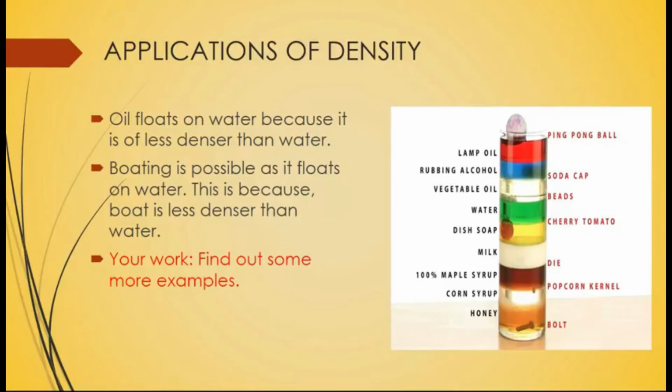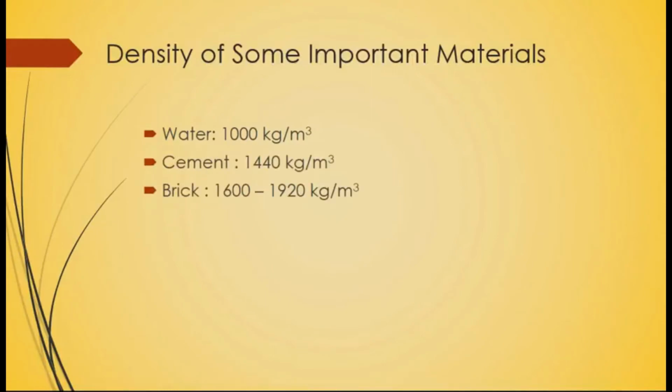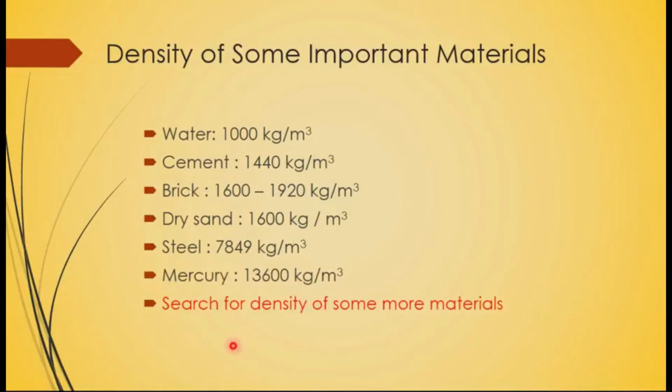And now your work is to find out some more examples. And the density of some more important materials I am giving to you: water 1000 kg per meter cube, cement 1440 kg per meter cube. So here I am giving you the important building materials' densities, and dry sand, steel, brick, mercury. And now your duty is to search for the density of some more materials.